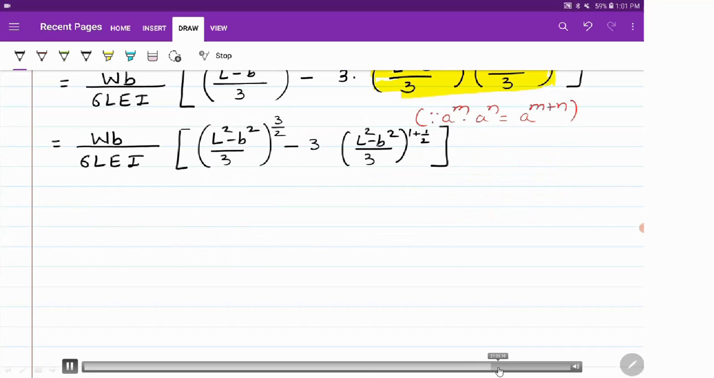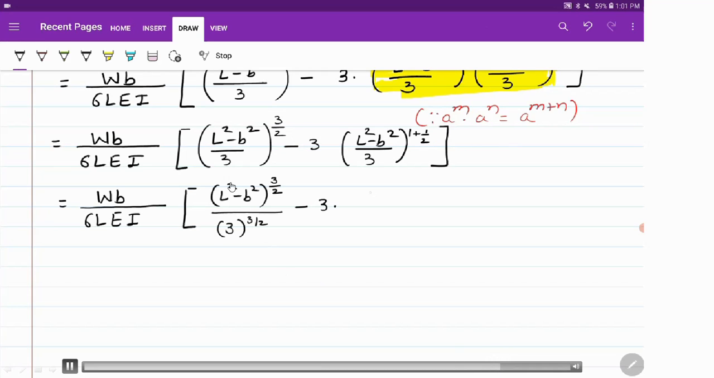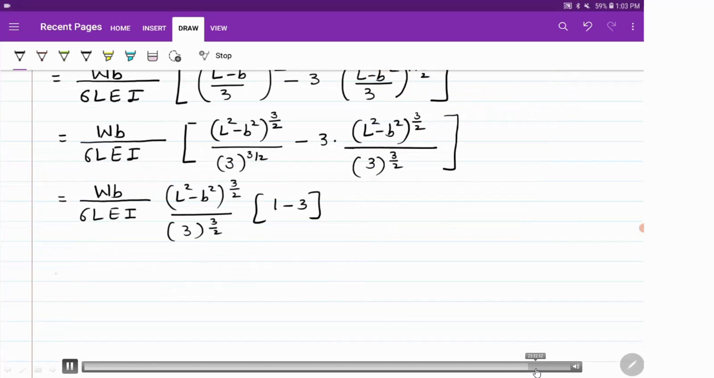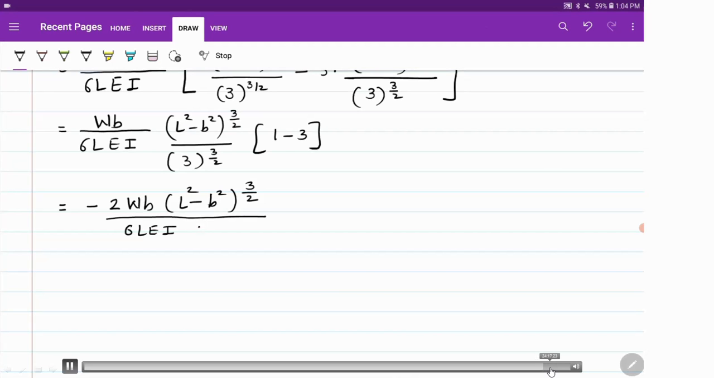So you can take now common. (L square minus B square) raised to 3 by 2 divided by 3 raised to 3 by 2, minus 3 into (L square minus B square), 1 plus 1 by 2 is 3 by 2, divided by 3 raised to 3 by 2. So take this (L square minus B square) raised to 3 by 2 upon 3 raised to 3 by 2 common. So it will be 1 minus 3. So ultimately it is minus 2 WB (L square minus B square) raised to 3 by 2 divided by, the denominator will be as it is, that is 6LEI and 3 raised to 3 by 2.